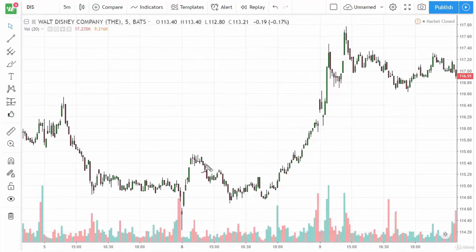Most of the time when you hear cup with handle though, you're talking about a daily chart. This is more of a longer term trader's technical analysis tool, but it does work on short-term charts. You can see that we had bottomed here and we tried to form a cup with handle, just couldn't quite break out. We did it again and then finally did.